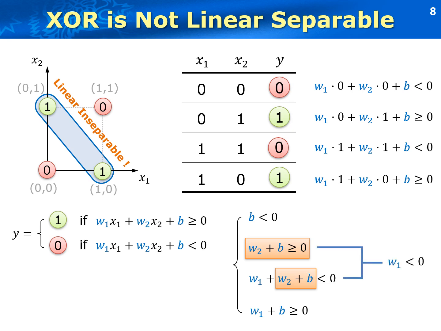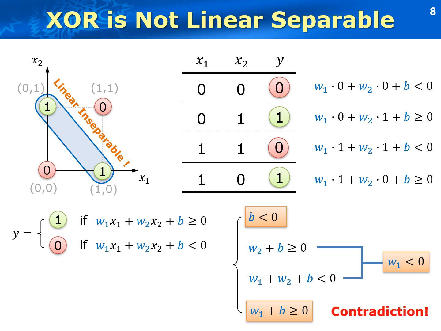Combining this result with the first inequality, we see that both B and W1 are negative. Thus, their sum W1 plus B is also negative, which contradicts the last inequality. Since these 4 inequalities contradict each other, there do not exist such solutions for W1, W2, and B. This implies that XOR cannot be represented by a single-layer perceptron.